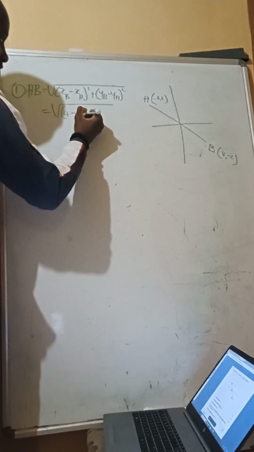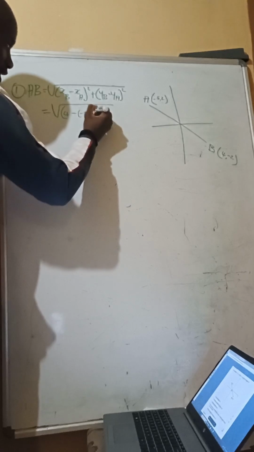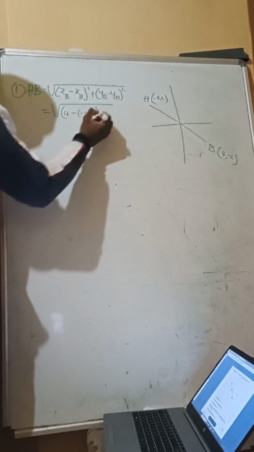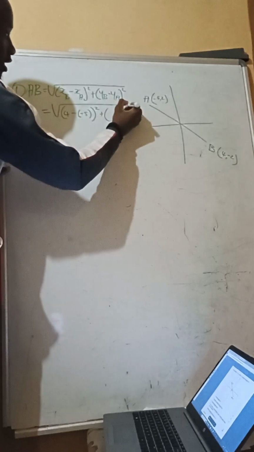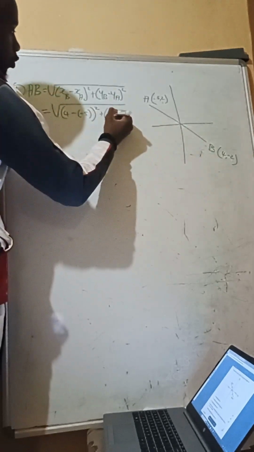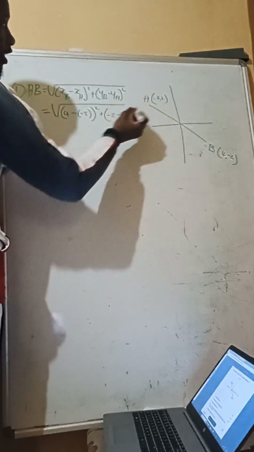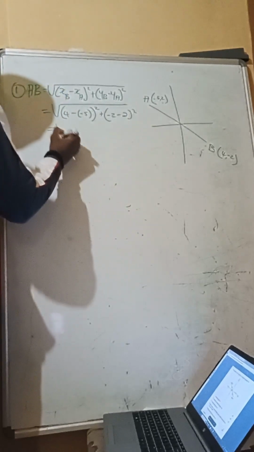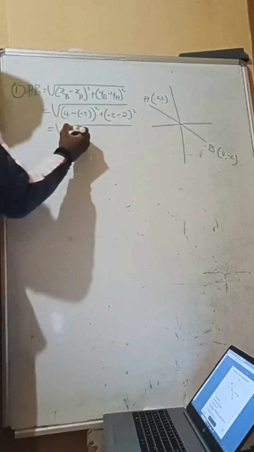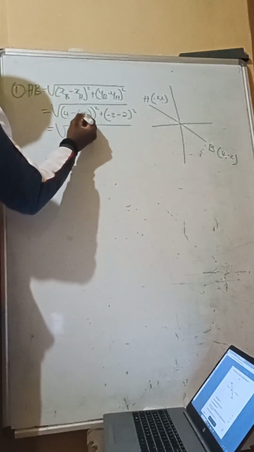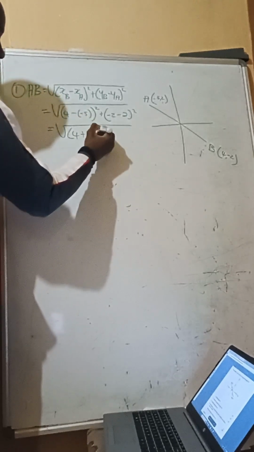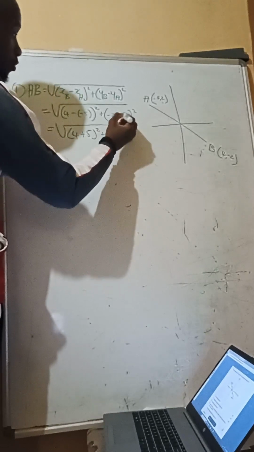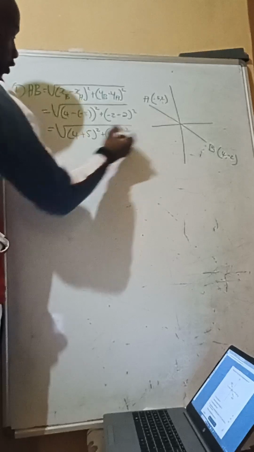So I put bracket here and say -5, close bracket, close bracket. This bracket, the smaller bracket, it is because of what? The minus sign. Plus open bracket, y of b is -2 minus y of a, it is 2 all squared. Now I move forward with my square root. I'm going to have 4 minus by minus is plus 5 squared plus into -2 is going to be -4 all squared.